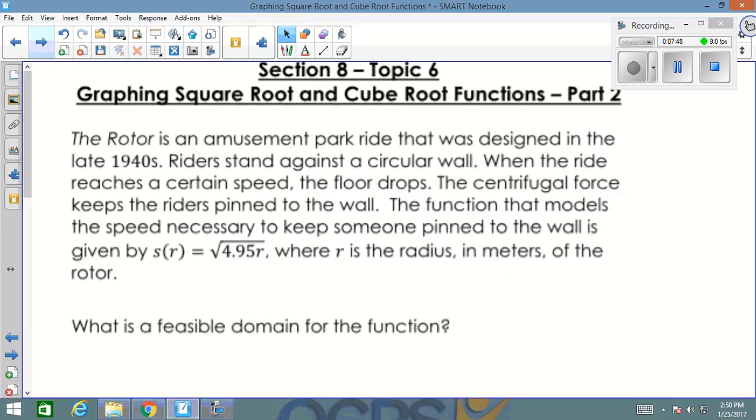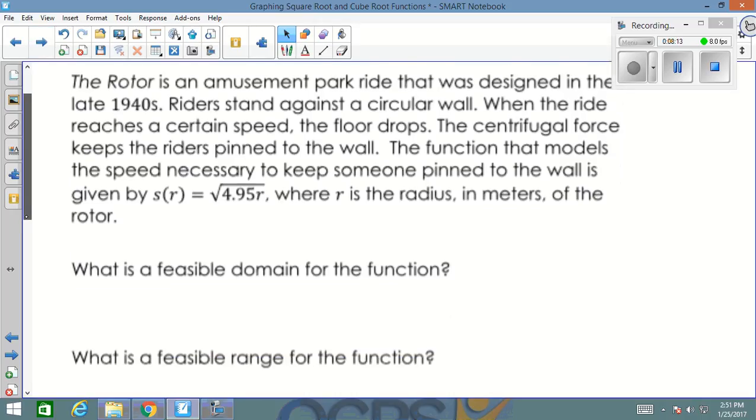Alright, now let's take it to a whole nother level. Okay, the Rotor is an amusement park ride that was designed in the late 1940s. Riders stand against a circular wall. When the ride reaches a certain speed, the floor drops. The centrifugal force keeps the riders pinned to the wall. The function that models that speed is S of R equals the square root of 4.95 R, where R is the radius in meters of the rotor.